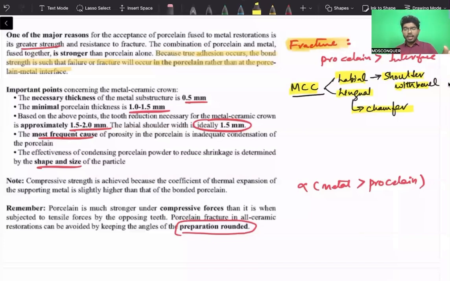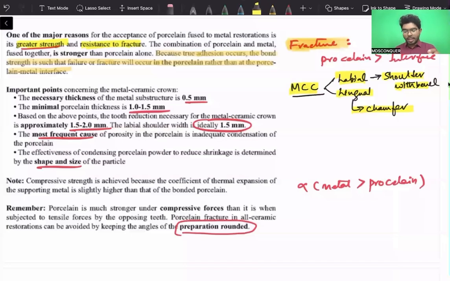Next, we'll try to understand a few other important points that you have to make a note of. One of the major reasons for acceptance of porcelain fused to metal is basically its greater strength and resistance to fracture.